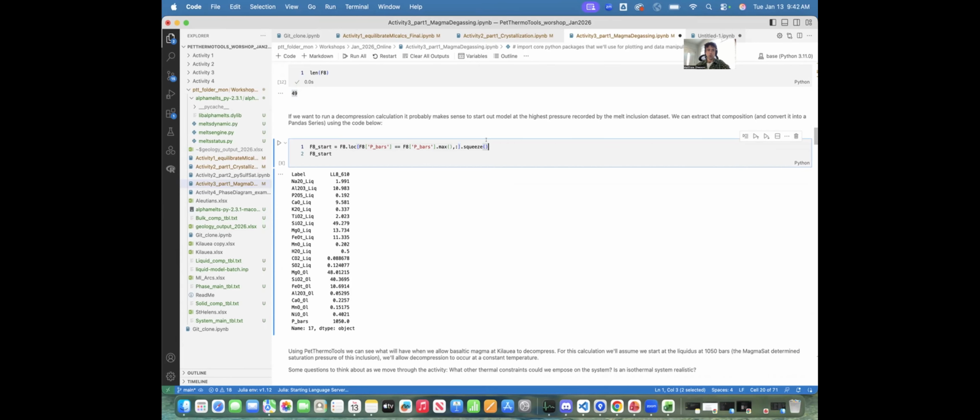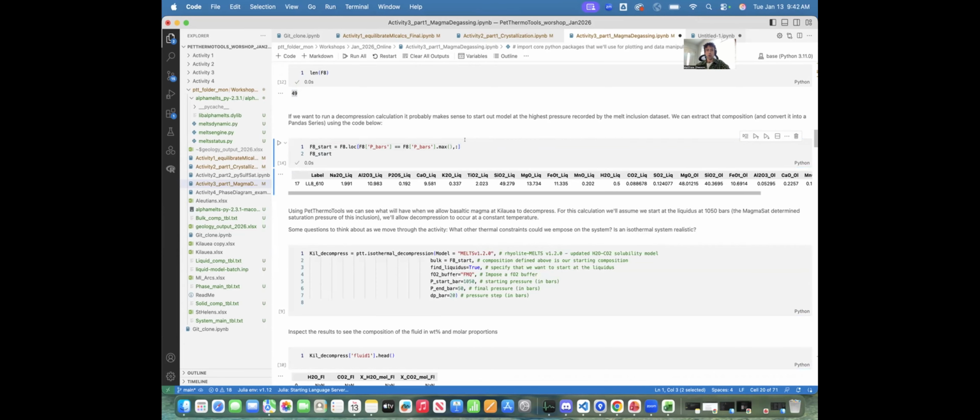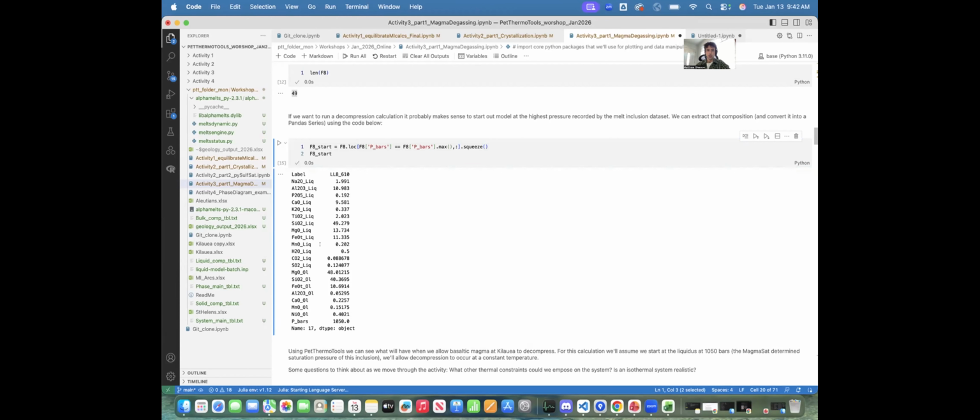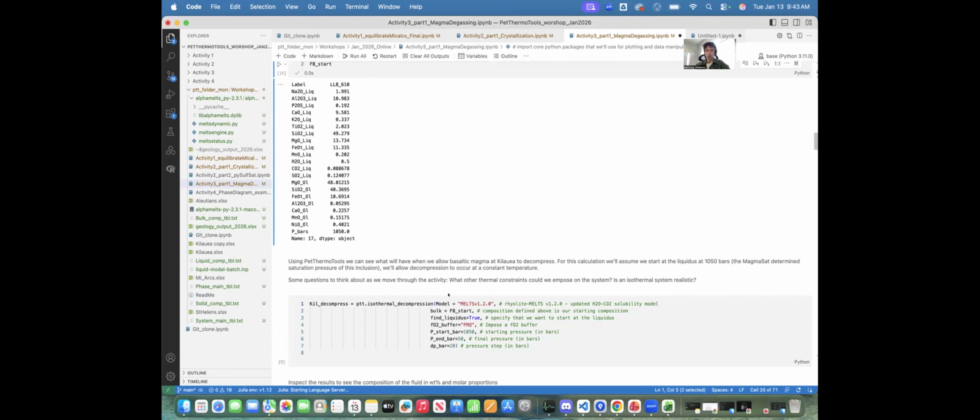And this dot squeeze, I can't remember exactly why that was necessary. Let's try it without. Oh yeah, so the dot squeeze converts it into a pandas series. Sorry. So when I load this into the decompression calculation, because I only am giving it one composition, I want to give it either a dictionary or a pandas series. If I give it a data frame, which is what is currently shown here, it will assume there are multiple calculations, which there aren't, there's only one. So the dot squeeze just converts it into a pandas series instead. And this is the composition we can load into PetThermoTools in order to run a decompression calculation.